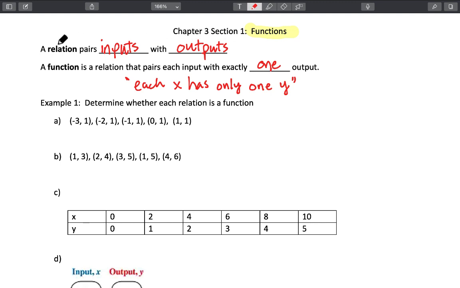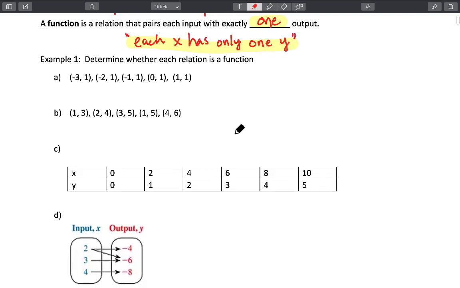Now, functions have a specific relationship between inputs and outputs. Inputs are those x values that you would put into an equation, and the outputs would be like your y values, the result of evaluating that expression for the given input. Now, a function is a relation that pairs each input with exactly one output. In other words, in terms of an equation, each x has only one y. All right, so let's jump into some examples here and learn to determine if a relation is a function.